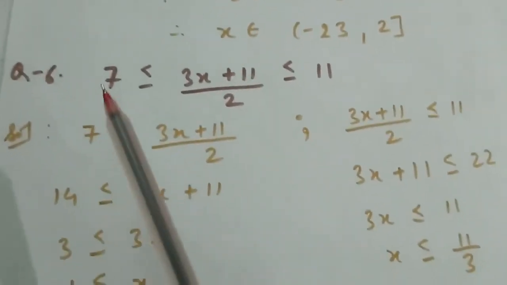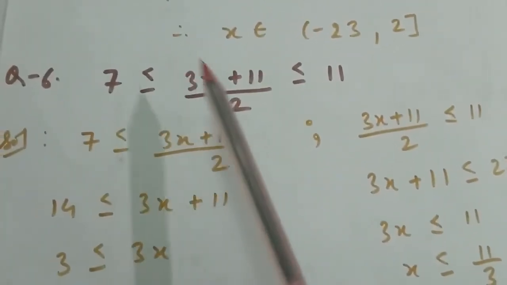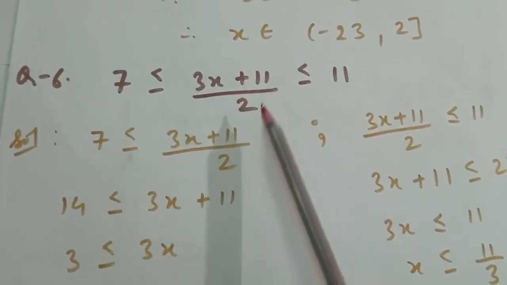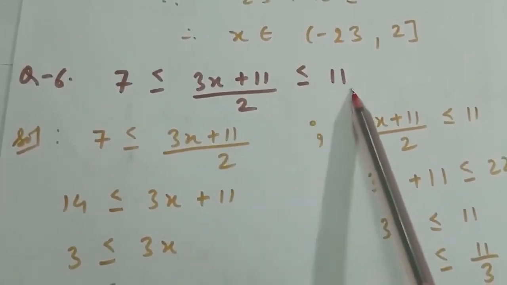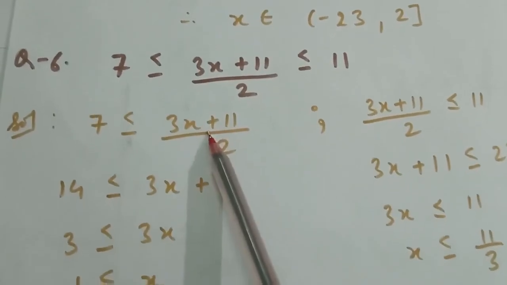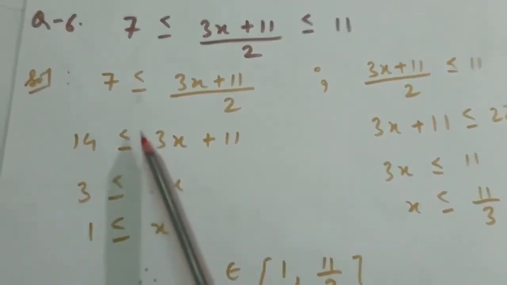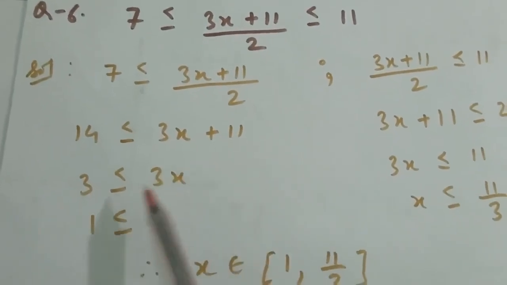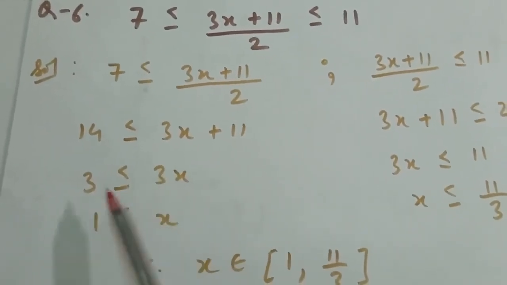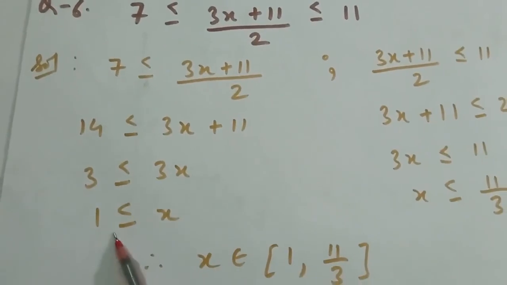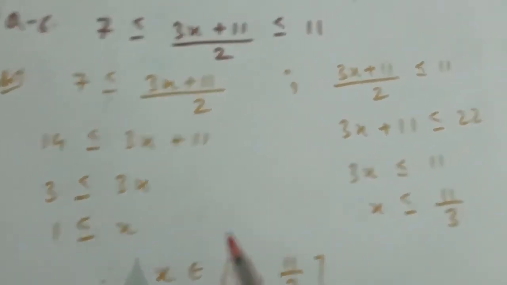Next is question number 6. 7 ≤ (3x + 11)/2 ≤ 11. So first we will take this part, multiply both the sides by 2, 14 ≤ 3x + 11, then subtracting 11 on both sides, then dividing it by 3, right?